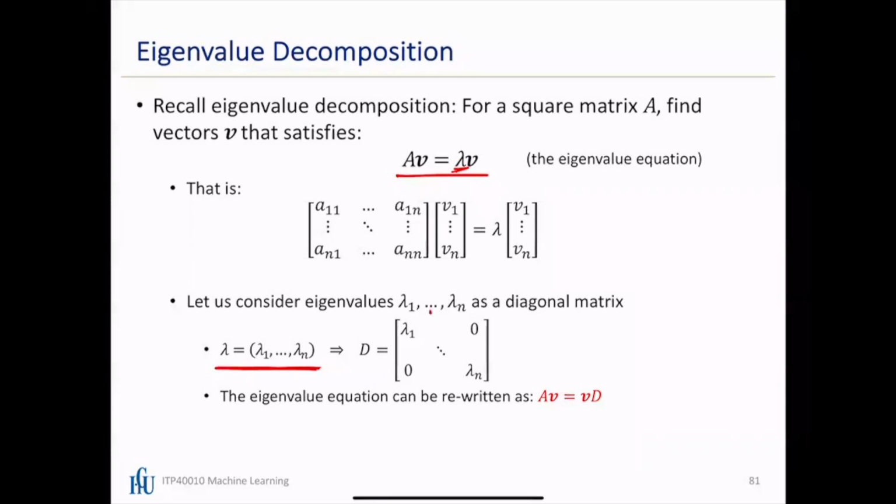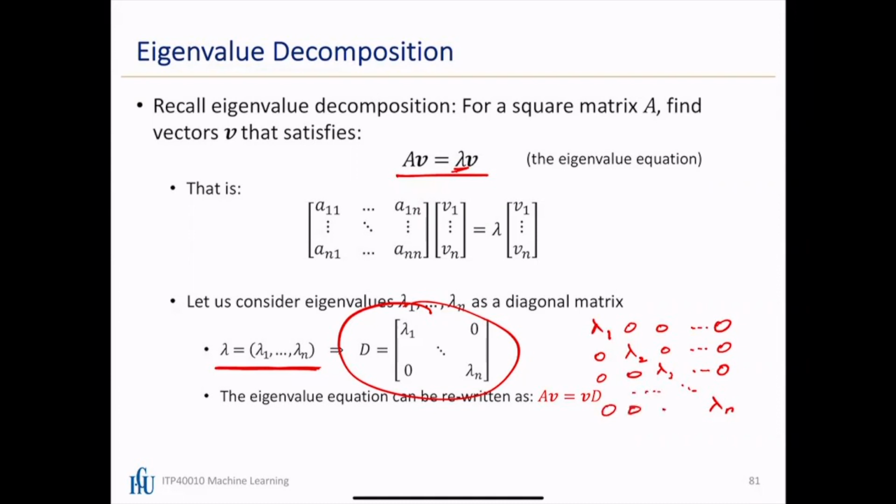We can write this down in a different format using a matrix. So basically, this is a diagonal matrix, meaning that you have lambda 1, lambda 2, lambda 3, and so on to lambda n. And the rest of the elements just become 0. So you get the idea. So D is a diagonal matrix. Everything on the diagonal is replaced with lambda. Everything else is 0.